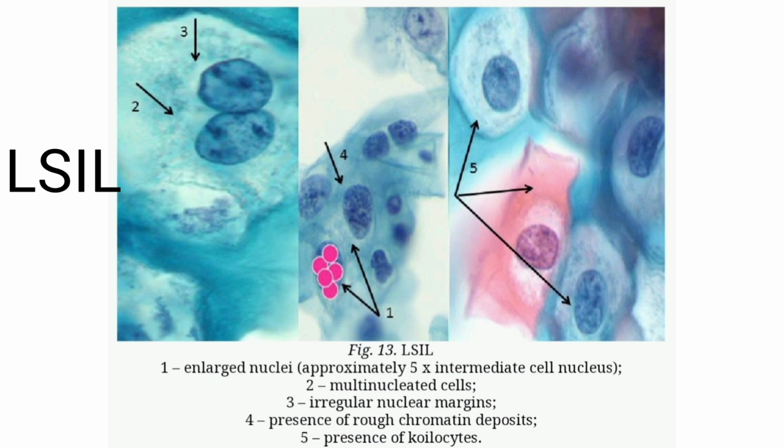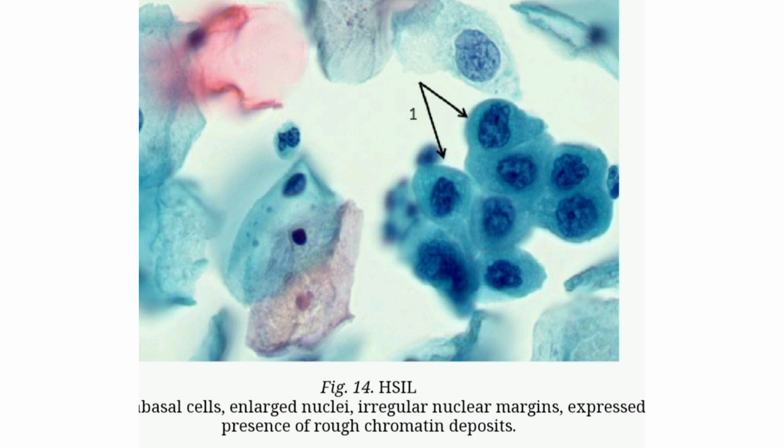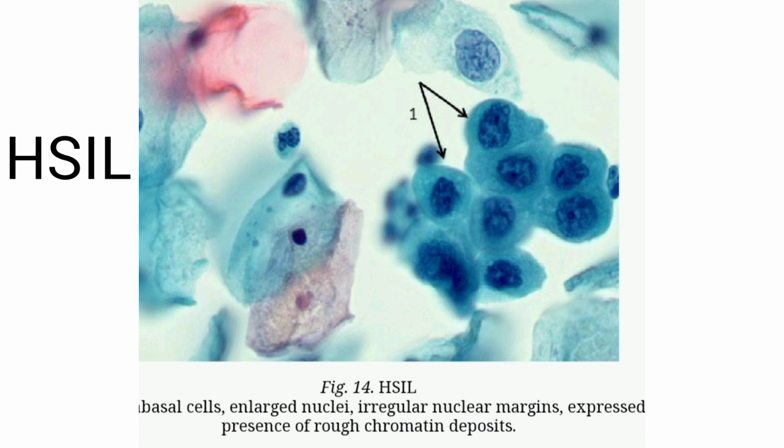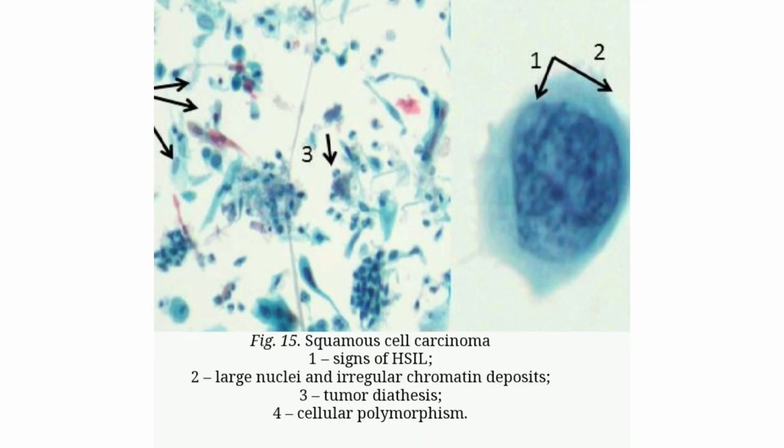Also you can see there is multinucleation, there is presence of coarse chromatin and coelocytes. Then high-grade squamous intraepithelial lesion, which is called HSIL, in which there are enlarged nuclei, the nuclear margins are irregular, and there are rough chromatin deposits. The high-grade squamous intraepithelial lesion corresponds to CIN 2 and 3 of a cervical biopsy.